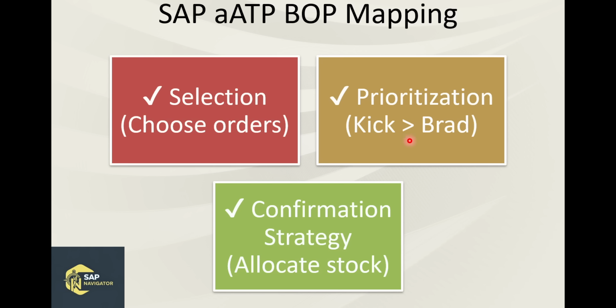And then we have two customers, Kick and Brad. Kick is a high priority customer and Brad is a low priority customer. I created these two customers for a simple explanation of how delivery priority works. And then it will have the confirmation strategy, right? Based on the confirmation strategy, it will allocate the stock.